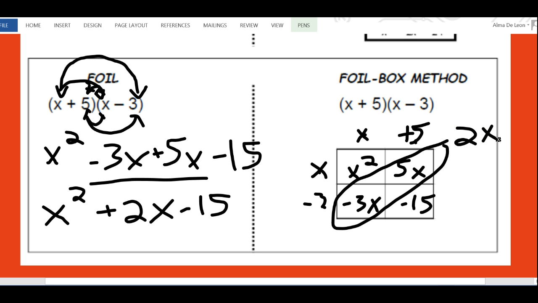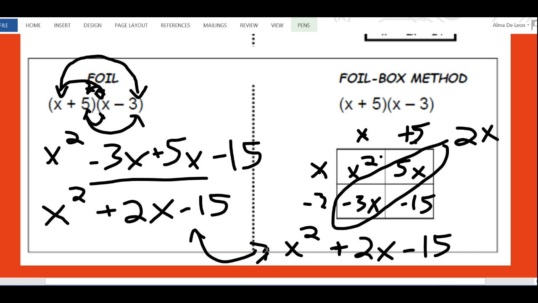So I ended up with x squared, plus, I already added my x's together, so plus 2x minus 15 as my answer, which is the exact same thing that I ended up with by doing the other method. You are welcome to use either method. You're welcome to use the FOIL method or the FOIL box method, but I strongly recommend using the FOIL box method because it is a very easy way to keep your work organized.